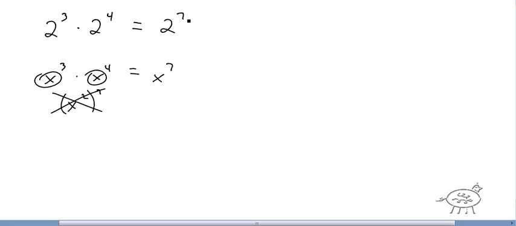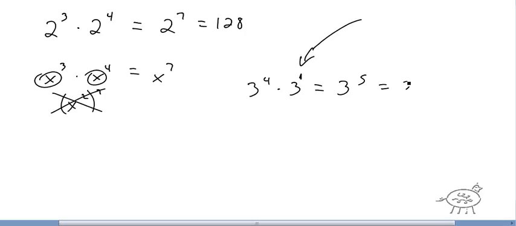Okay? So you left the 2 alone because they're both base 2. And then what you do is put in your calculator, 2 to the 7th power is 128. Okay, so it's very simple. 3 to the 4th times 3. Well, that's, again, what number is right here? There's a 1 there. So it's really 3 to the 5th power, which is 243.